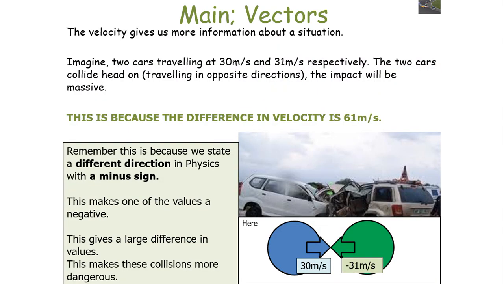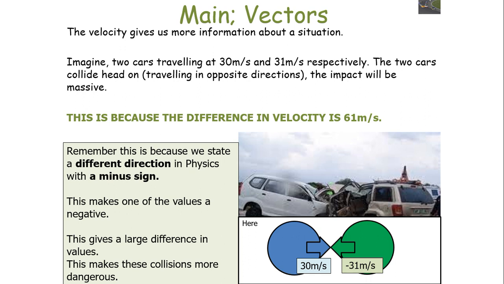So it contains that information regarding direction. Now that's really useful in this situation because imagine we have two cars travelling at 30 and 31 meters per second and they collide head on. Now if they're colliding head on, one of the particular cars must be travelling in an opposite direction. So we denote this in physics by giving one of them a minus sign.